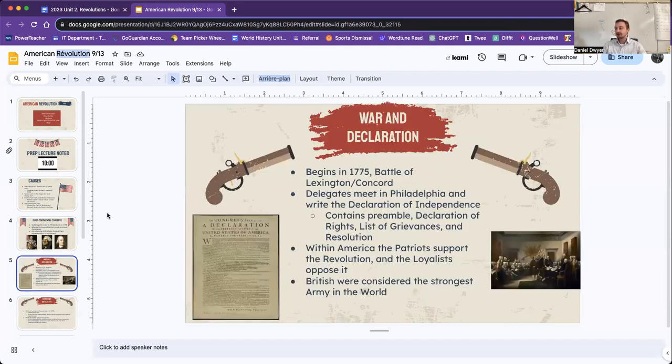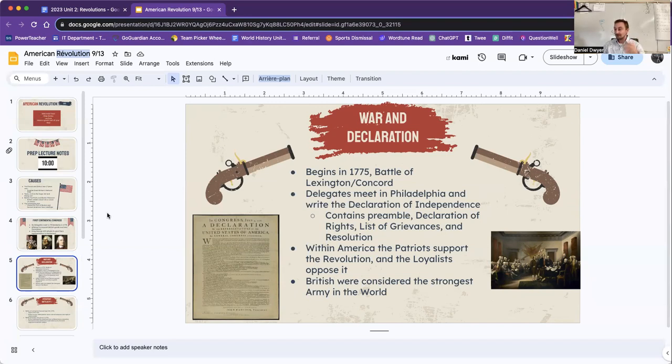So this is going to lead to war being declared. The war is going to officially start with the Battle of Lexington and Concord. Following this, delegates are going to meet in Philadelphia and write the Declaration of Independence, containing a preamble, Declaration of Rights, list of grievances, which you did that activity for the other day, and resolution.